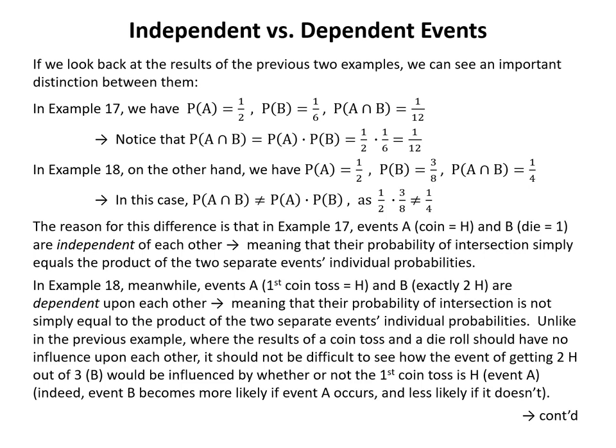Unlike in the previous example, 17, where the results of a coin toss and a die roll should have no influence upon each other, it should not be difficult to see how the event of getting 2 heads out of 3, which is event B, would be influenced by whether or not the first coin toss is heads, which is event A. Indeed, event B becomes more likely if event A occurs and less likely if it doesn't.